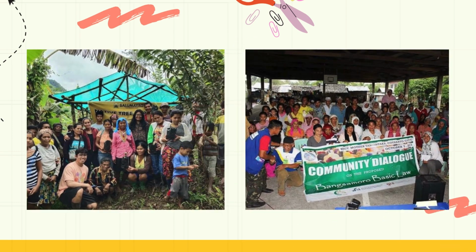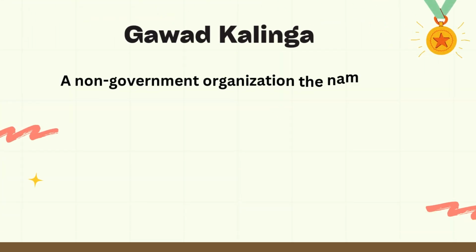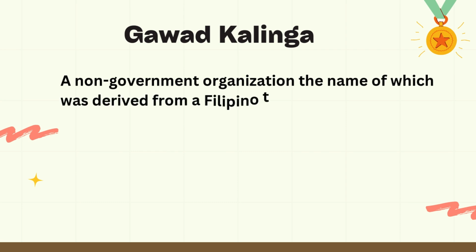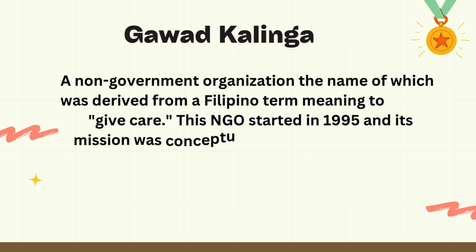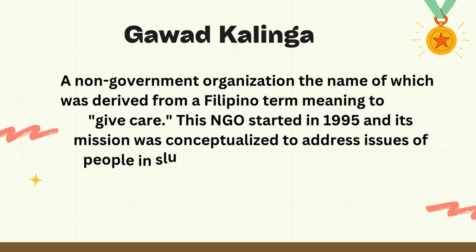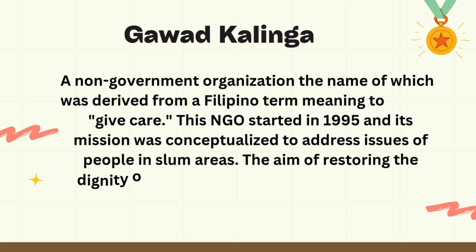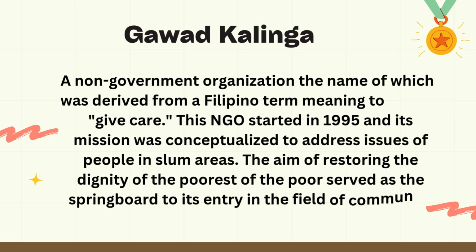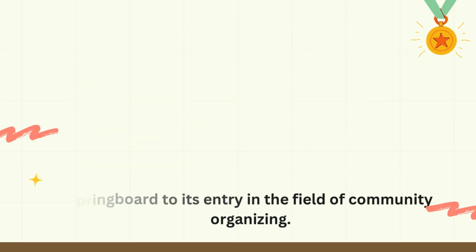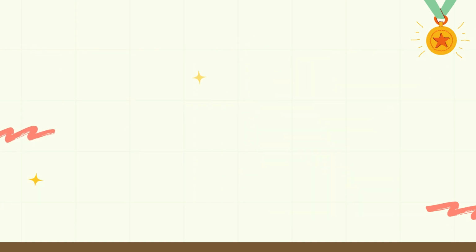Example of community organizing and development. Gawad Kalinga, a non-government organization, the name of which was derived from a Filipino term meaning to give care. This NGO started in 1995 and its mission was conceptualized to address issues of people in slum areas. The aim of restoring the dignity of the poorest of the poor served as the springboard to its entry in the field of community organizing.